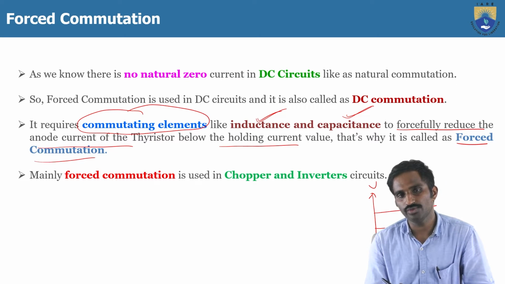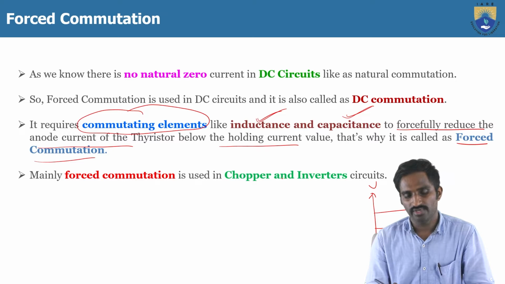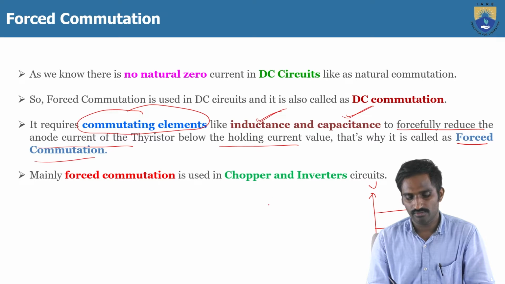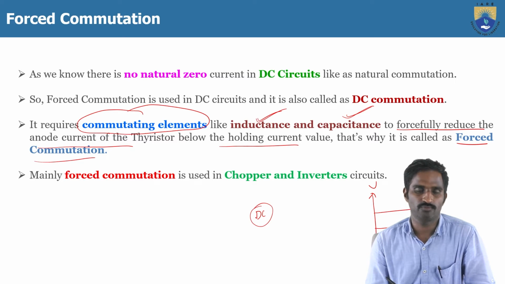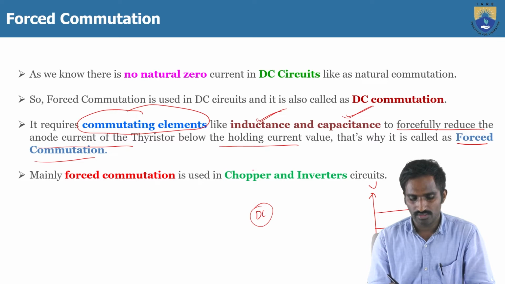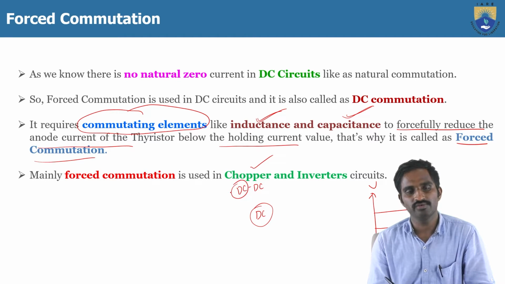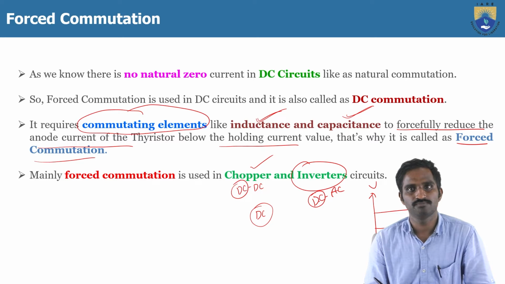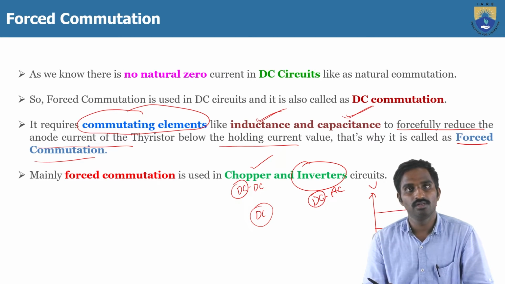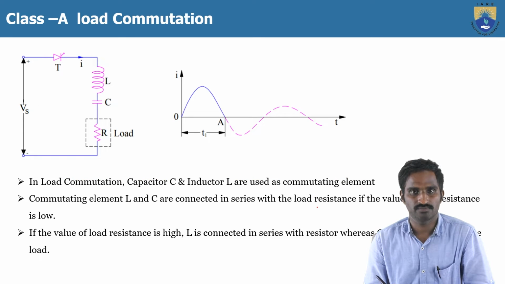We use forced commutation techniques in any converter where the input supply is DC. As we know, the chopper converts DC to DC, so the input is DC, and that's why we use forced commutation. Inverters convert DC to AC, so again the input is DC, and here we use forced commutation. Then we will discuss one by one the different types of commutation techniques.